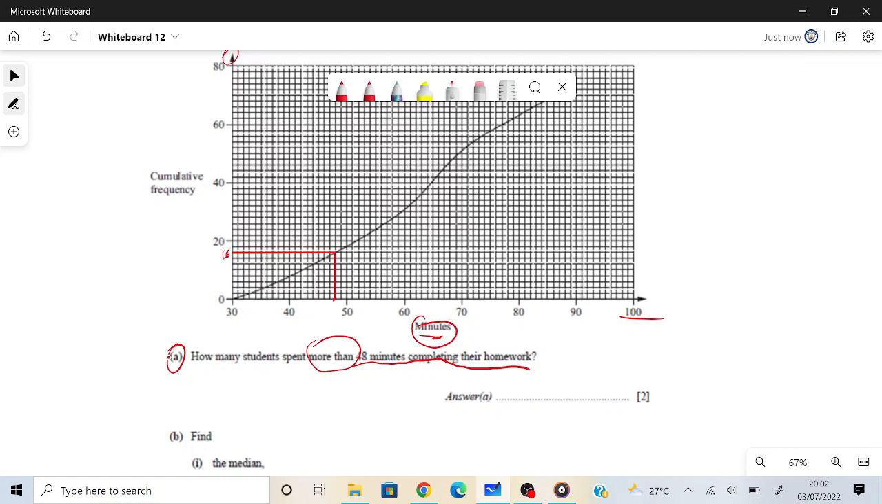So now one mistake a bunch of students make is that they will feel that this is the final answer because we took it to 48 and traced it up and got 16. But we need to pay more attention to the word more than, because what we've done here is that we've found the amount of students that take less than 48 minutes to complete their homework. All we need to find is the amount of students that take more than 48.